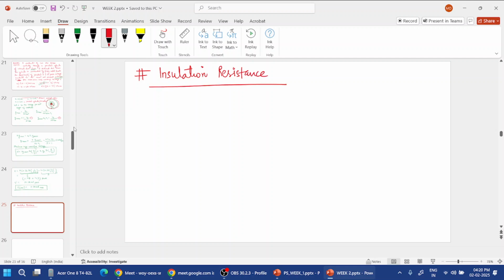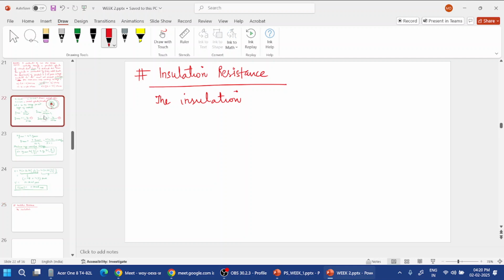Okay. Insulation resistance. What happens here is that usually when the current flows through the cable, the current which is not useful flows radially from the conductor to the sheath through a dielectric material. And we know that the insulation, got it? Okay, nice.